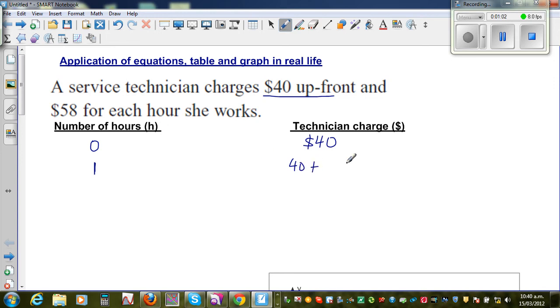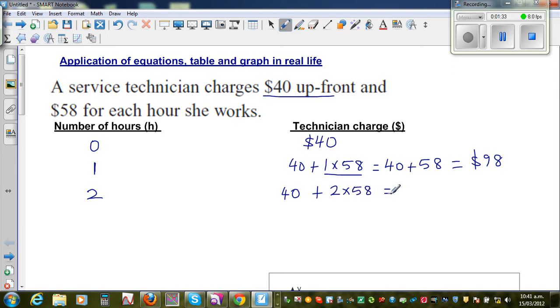plus $58. So I'll say 1 times 58. You have to multiply first and then add, which is 40 plus 58. So if she's working for 1 hour, you need to pay $98. Now if she's working for 2 hours, you pay the same $40 for the upfront and 2 times 58, which is 40 plus, it'll double this, which is 116, so that is $156.